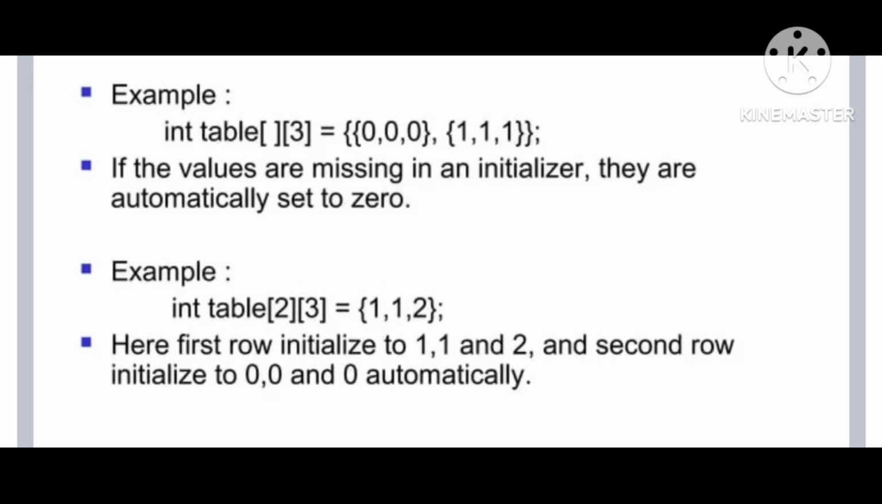For example, int table, if the values are missing in an initializer, they are automatically set to 0. Example, here first row initialized to 1, 1 and 2 and second row initialized to 0, 0 and 0 automatically.